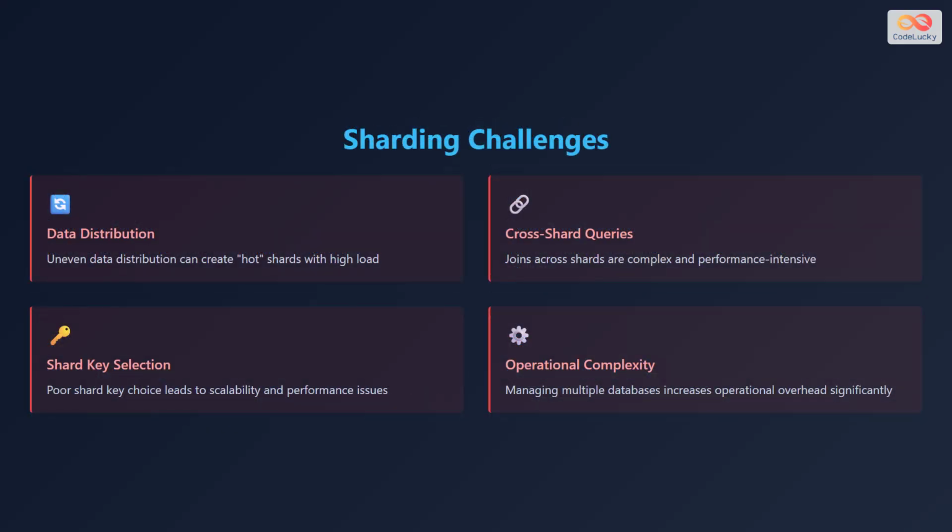However, sharding introduces challenges. Data distribution issues can create hot shards with disproportionately high load. Some data receives more traffic, overwhelming that particular shard. Cross-shard queries are complex and performance-intensive. If you need to join data from multiple shards, the query becomes complicated and slow. Shard key selection is critical. Choosing poorly leads to scalability and performance problems. Finally, operational complexity increases significantly. Managing multiple databases requires more expertise, monitoring, and maintenance overhead than a single database.